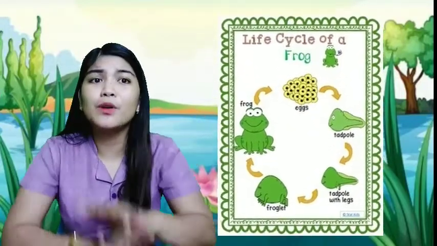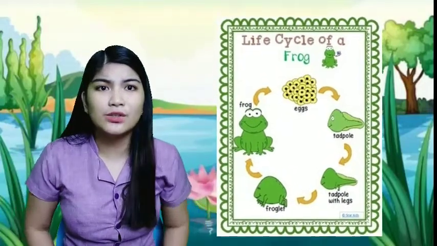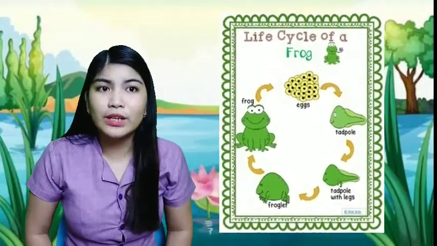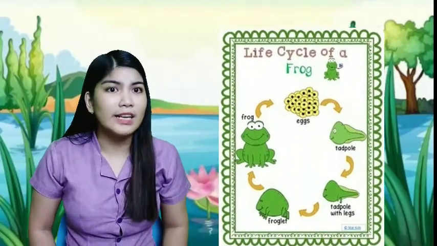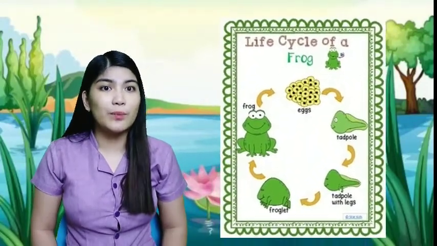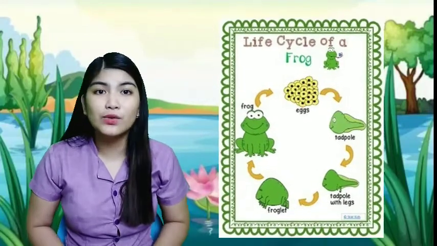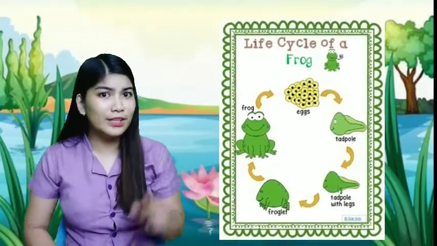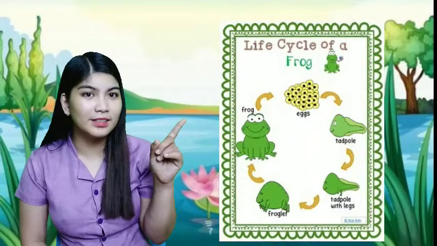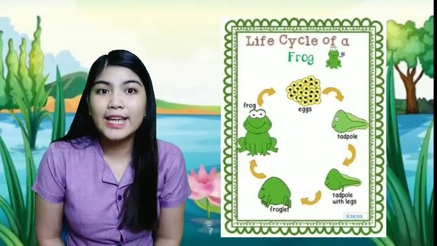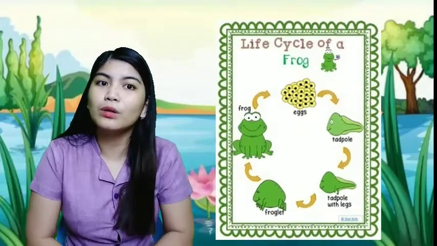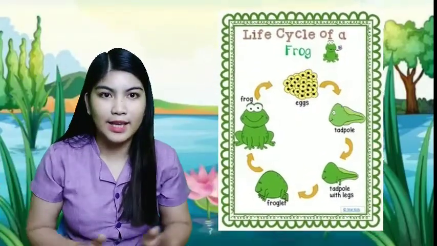Then the tadpole's body starts to change, ready for it to live out of the water as a froglet. Then, as a froglet begins to grow bigger, it changes into an adult frog. Can you see the adult frog? Yes. Then the female frogs lay the eggs and the whole process begins again.